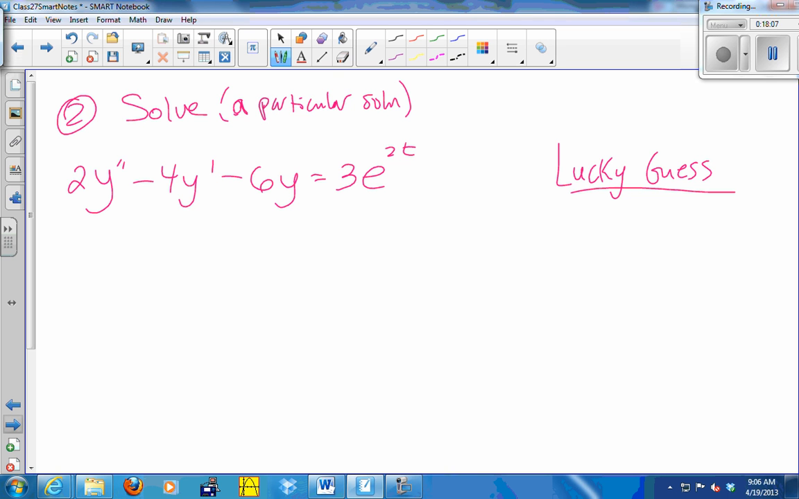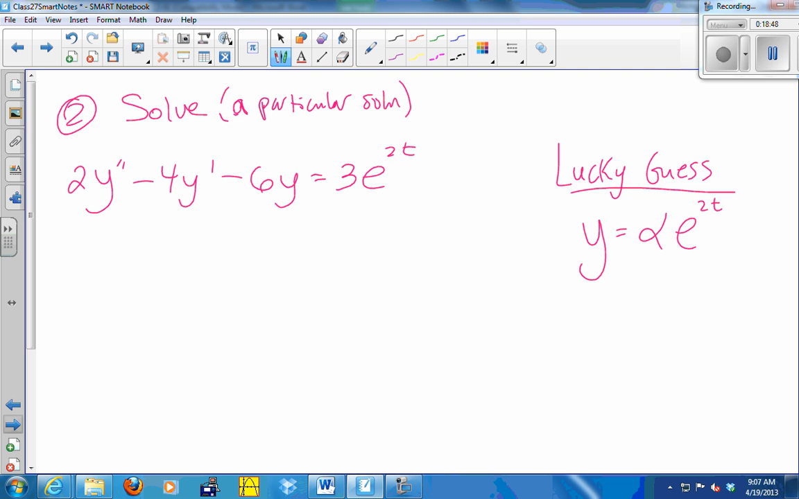Now we need a particular solution to this non-homogeneous differential equation. And I'm going to use lucky guess, right? I know that I'm taking a second derivative and a first derivative and the function itself, and I'm adding a linear combination of them up. And I'm going to try to get 3 e to the 2t. So what would you choose as a lucky guess? Alpha e to the 2t. Good. When you're adding derivatives and a function, first and second derivatives, e to the 2t kind of makes sense because it is its own derivative.